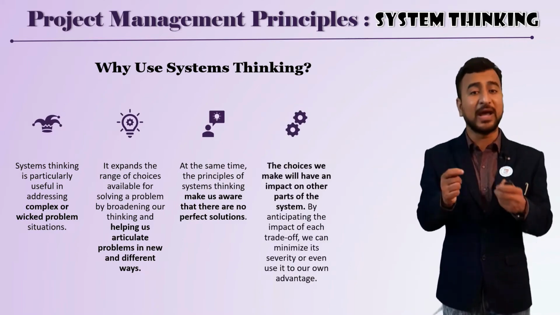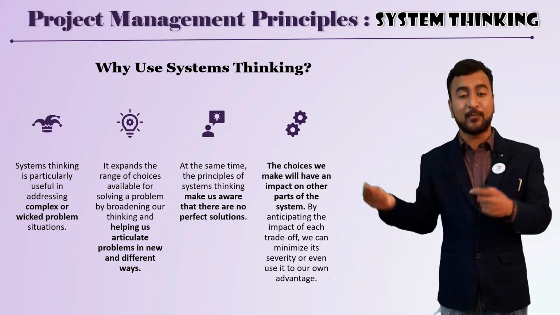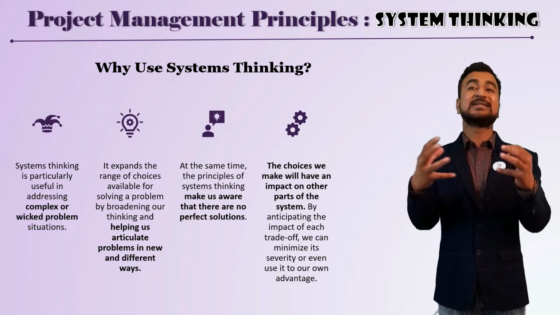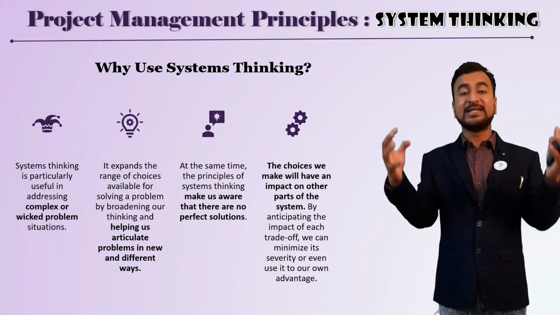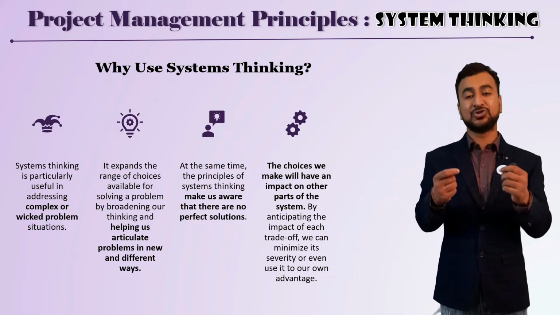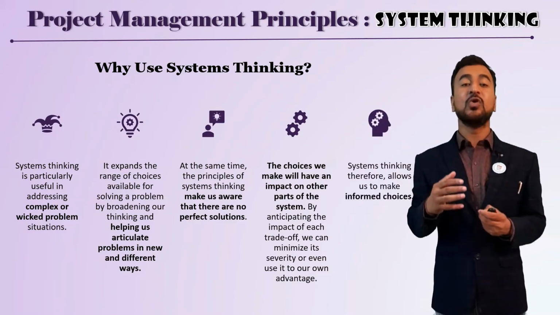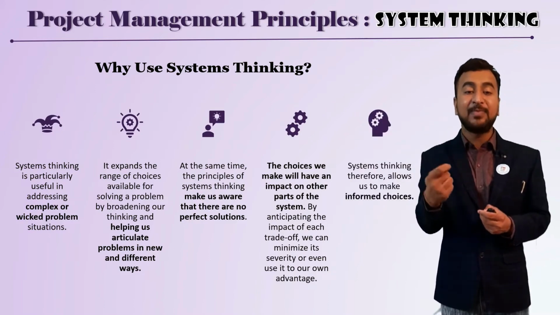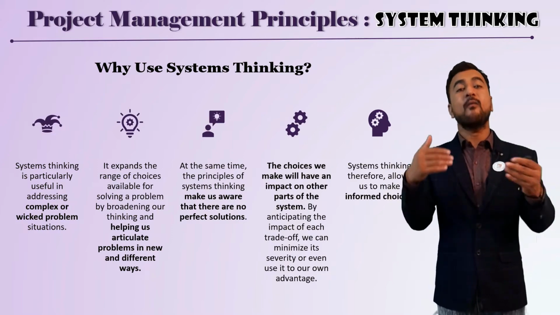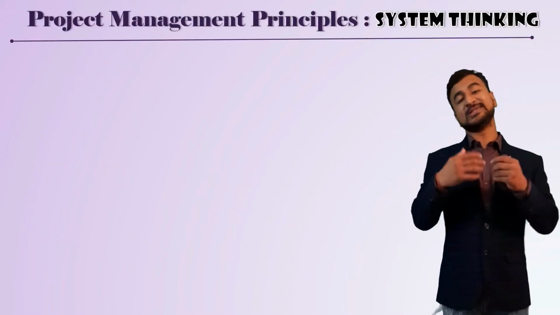The choices we are making will have an impact on other ecosystems or other projects. As we are living in such an interconnected world, whatever we choose carries an opportunity cost. All these things you have to consider, and that helps us take very informed decisions or choices. How are we going to use systems thinking?